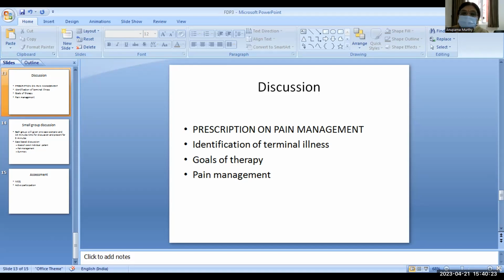And they'll also be curious to know whether they were right or wrong, and what went right, what went wrong. Similarly, whether they were able to identify the terminal illness, the goals of therapy and the pain management can be discussed at these times.